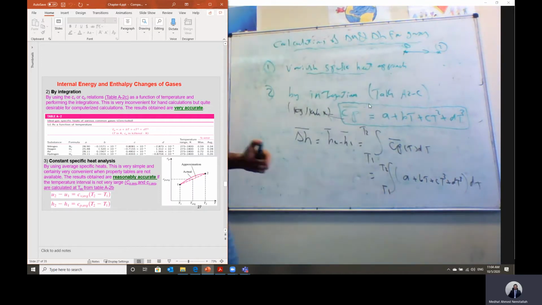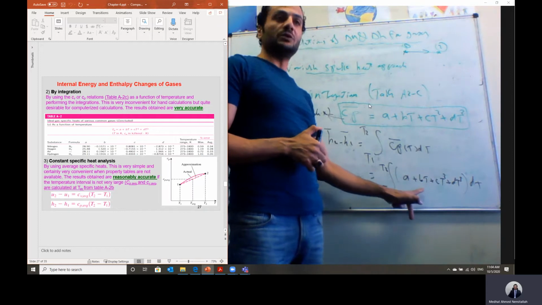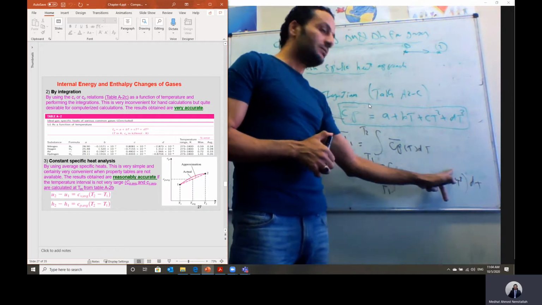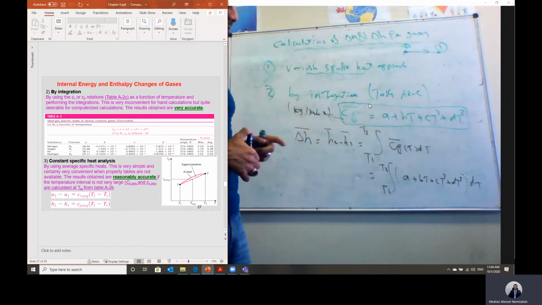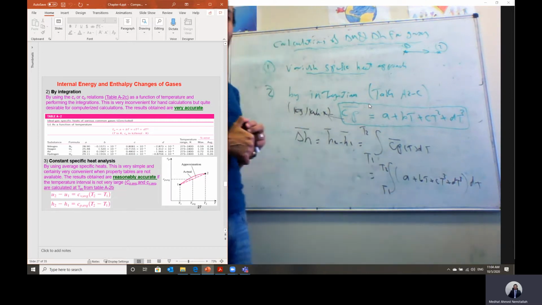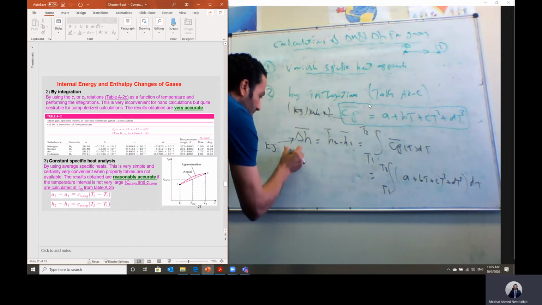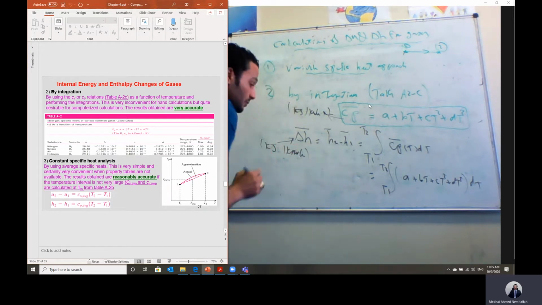Can you do this integration? It will equal A multiplied by temperature plus BT squared divided by 2 plus CT cubed divided by 3, plus D multiplied by T to the power 4 divided by 4. And then we have to substitute from T1 to T2 to calculate delta H in this case. This delta H is calculated in kilojoule, again per kilomole. This is the molar value.